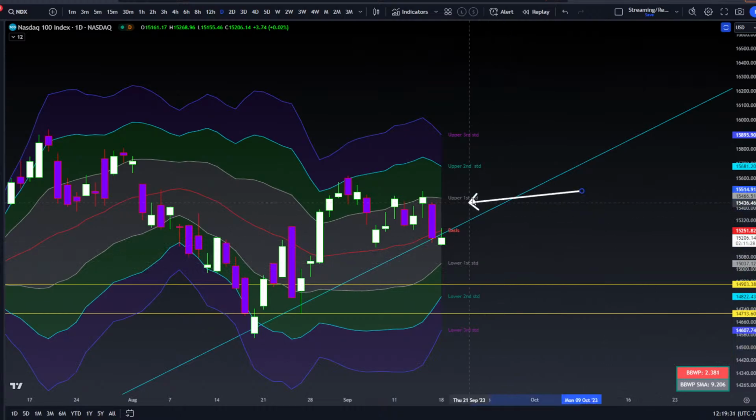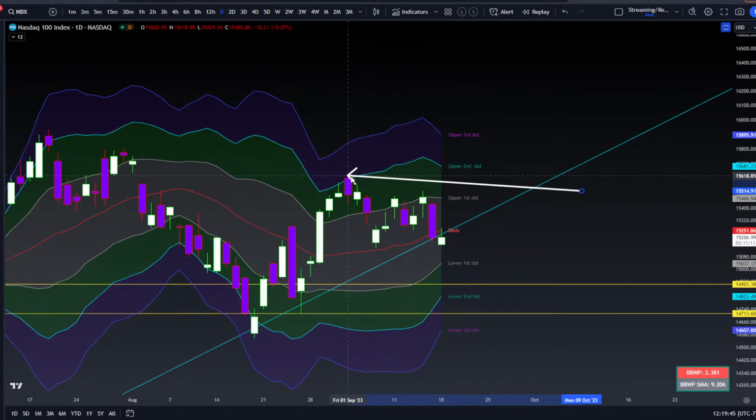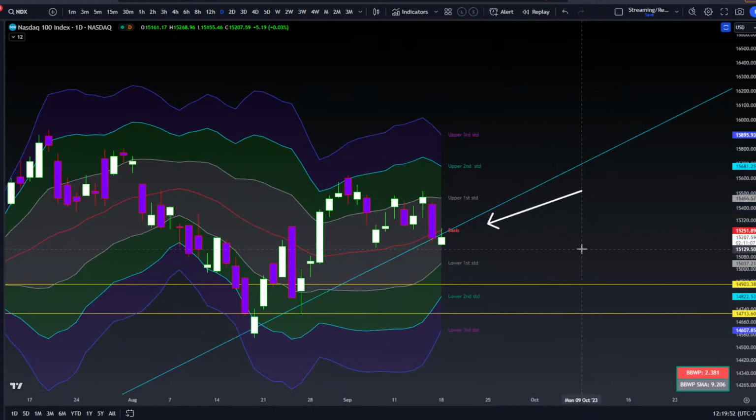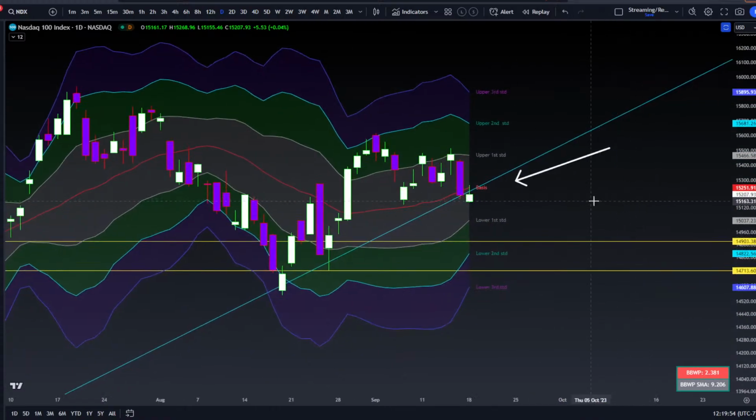And to the upside, above this last closing high, not the wick, is where the upper first is, and that's 15,466. Need to see 15,500 taken out to the upside. Then we're targeting around this next high up here at 15,600 to the upper second at around 15,700, give or take a few points there.